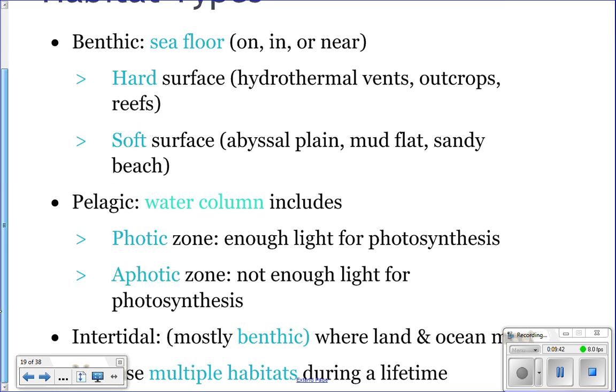And then you have pelagic. A pelagic habitat, that's the water column. That's anything that's above the bottom. And the pelagic habitat can be divided into two sections. You have the photic zone, which is the top of the ocean, and that's where there's enough light for photosynthesis to occur. And then below that, you have the aphotic zone, and that's where there's not enough light for photosynthesis to occur. And different things will be able to live in either the photic or aphotic zone. We'll go more into that later in the course.